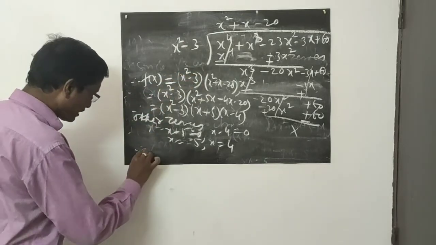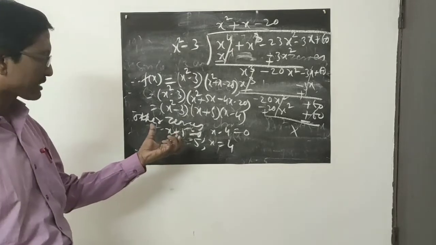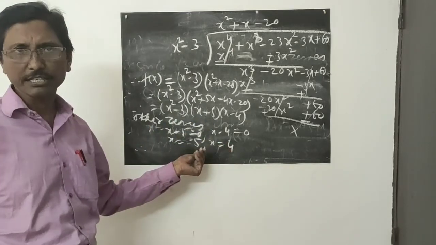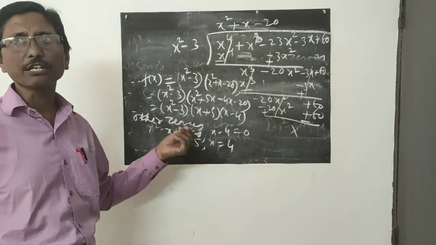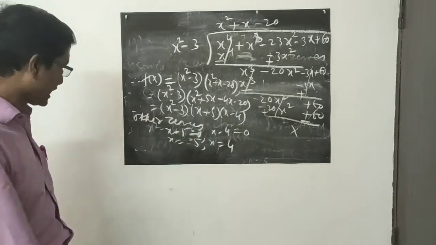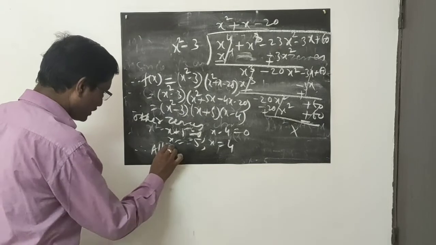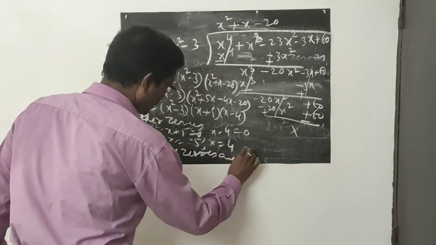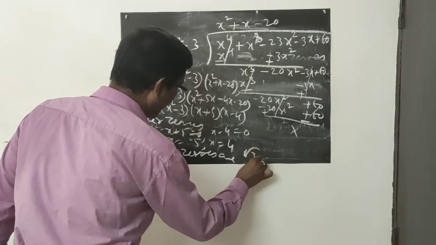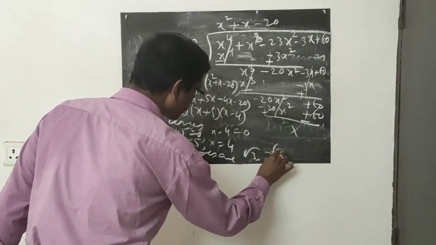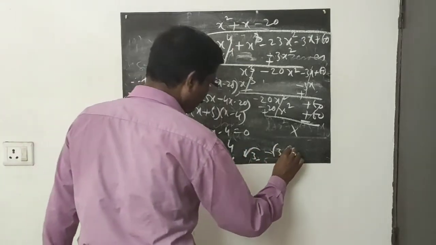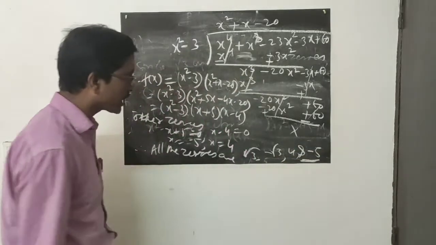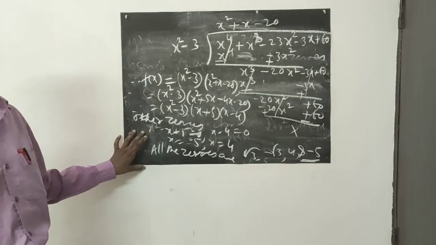Therefore we can say, depending on what the question is asking: if it is saying find other zeros, then you will say the other zeros are 4 and minus 5. And if it is asking you to find all the zeros, then you will write here that all the zeros are root 3, minus root 3, and then 4 and minus 5. Is it okay? So this type of question is very important.